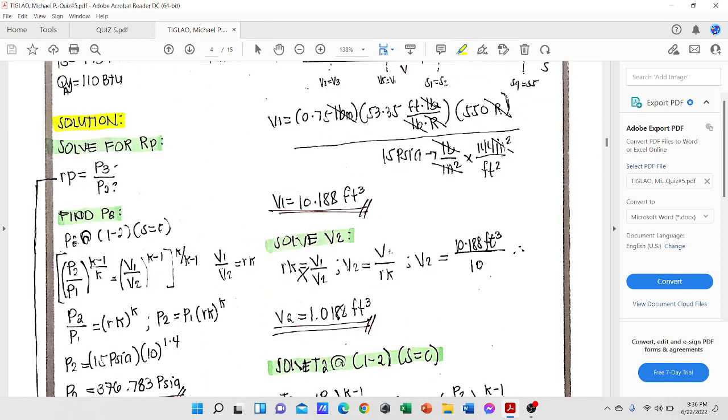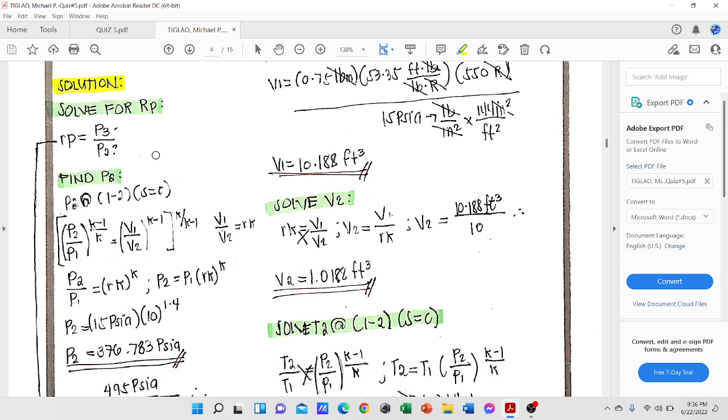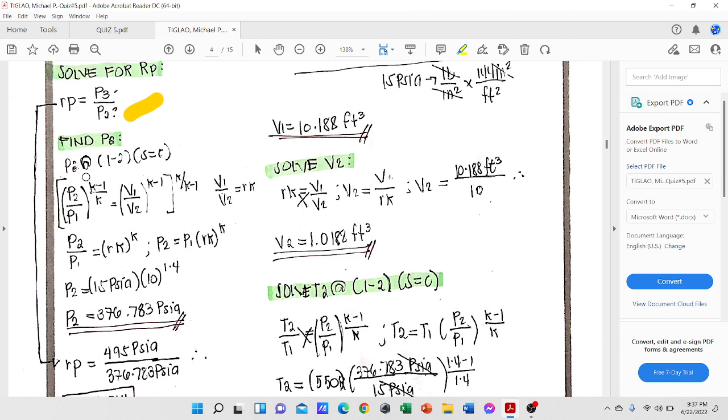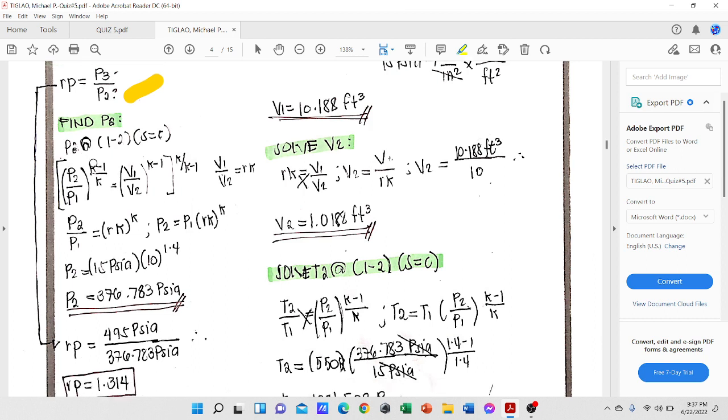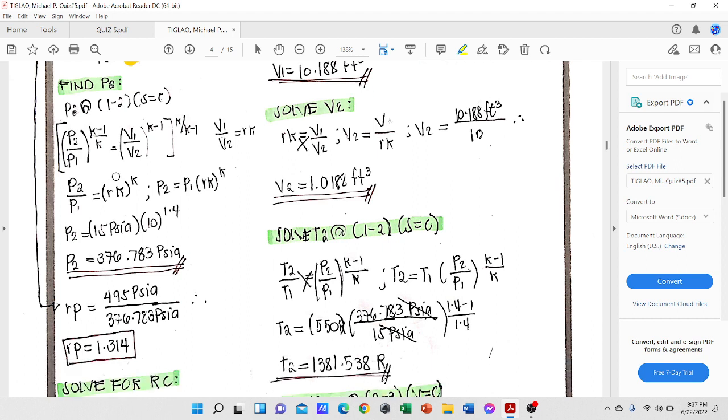So, sa RP, meron tayong formula na RP is equals to P3 all over P2. So, sa problem, wala pa tayong P2. So, hahanapin muna natin yung P2 para makuha natin yung RP. So, sa paghanap ko ng pressure 2 sa process 1 to 2, which isentropic is constant, ginamit kong formula is yung T2 V2 formula. So, P2 all over P1 raised to K minus 1 all over K is equals to V1 all over V2 raised to K minus 1. So, i-manipulate ko yung formula para makuha ko yung final formula ng pressure 2.